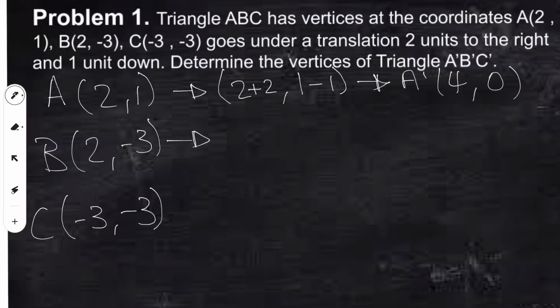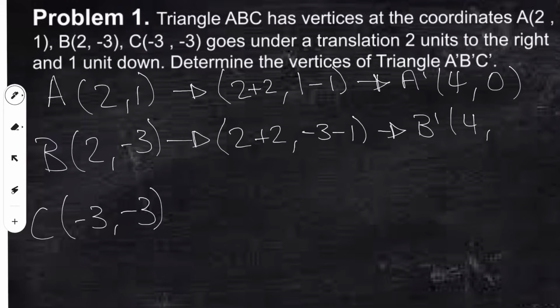Now on to B prime. Again, we want to translate it 2 units to the right. So we add 2 to our x value. So it'll be 2 plus 2. And we want to translate it 1 unit down as well. So it'll be negative 3 minus 1, which gives us B prime, which is the point 2 plus 2 is 4, negative 3 minus 1 is negative 4.